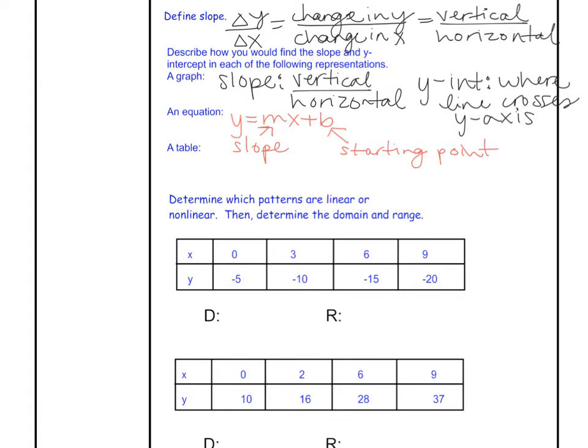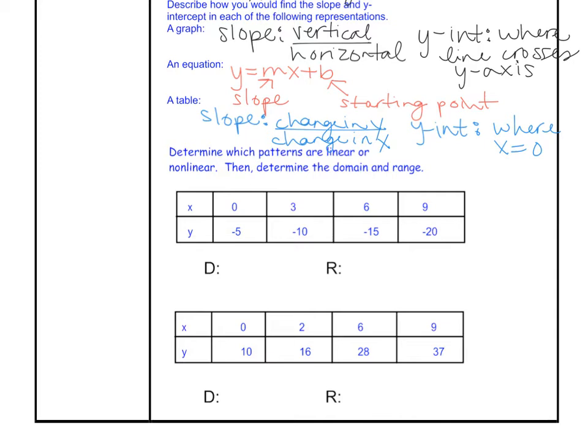Then we'll do a table. So for a table, we find our slope by finding our patterns. And we find our pattern in y and our pattern in x, and we're going to write that as a fraction, our change in y over change in x. Our y-intercept has to be where x is equal to 0, because on the y-axis, x is always 0. Sometimes on a table we see where that is, other times we're going to have to figure it out for ourselves.